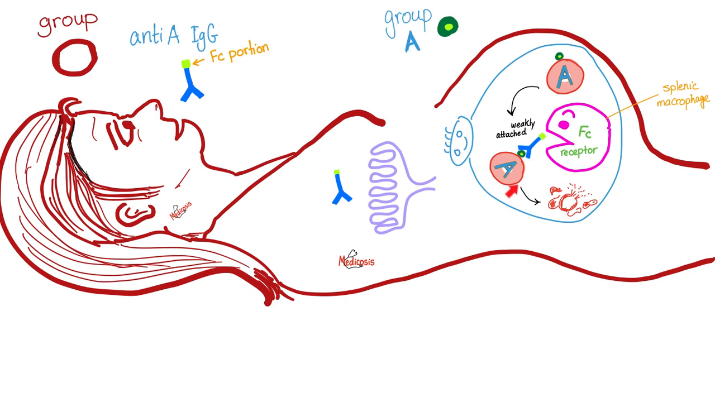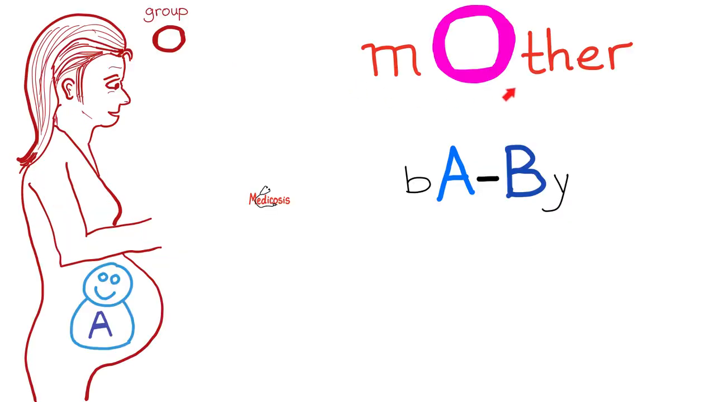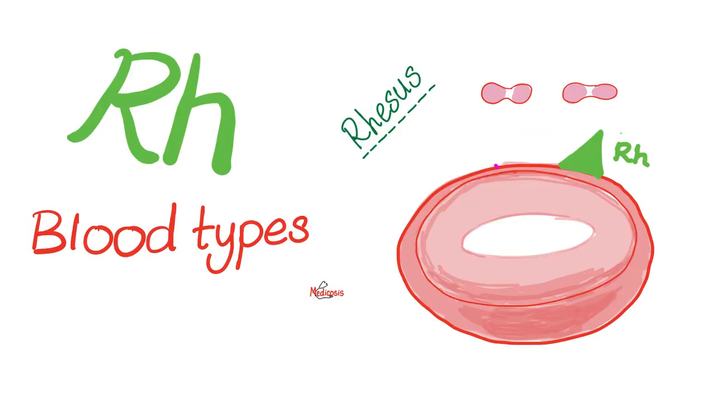How do you remember it? Just write mother and baby. The mother has to be blood group O. The baby could be blood group A or B. Either way, the mother has anti-A and anti-B. The mother will destroy the baby's blood. We are done with ABO groups.